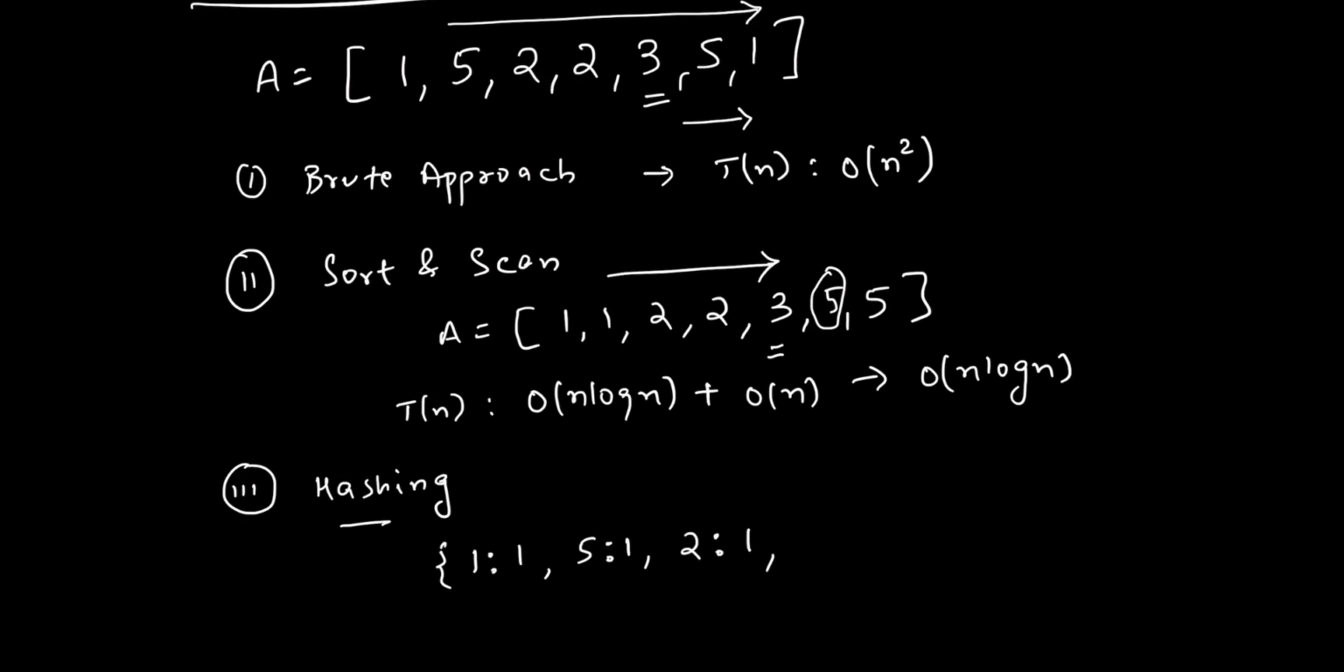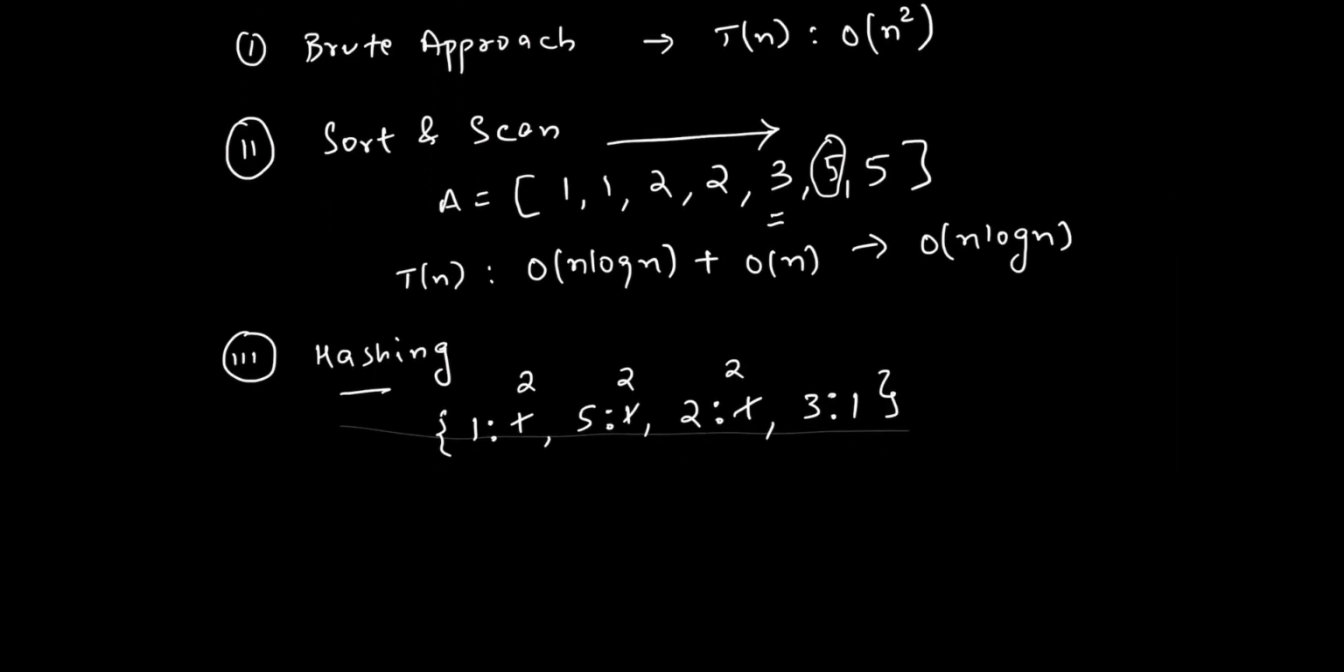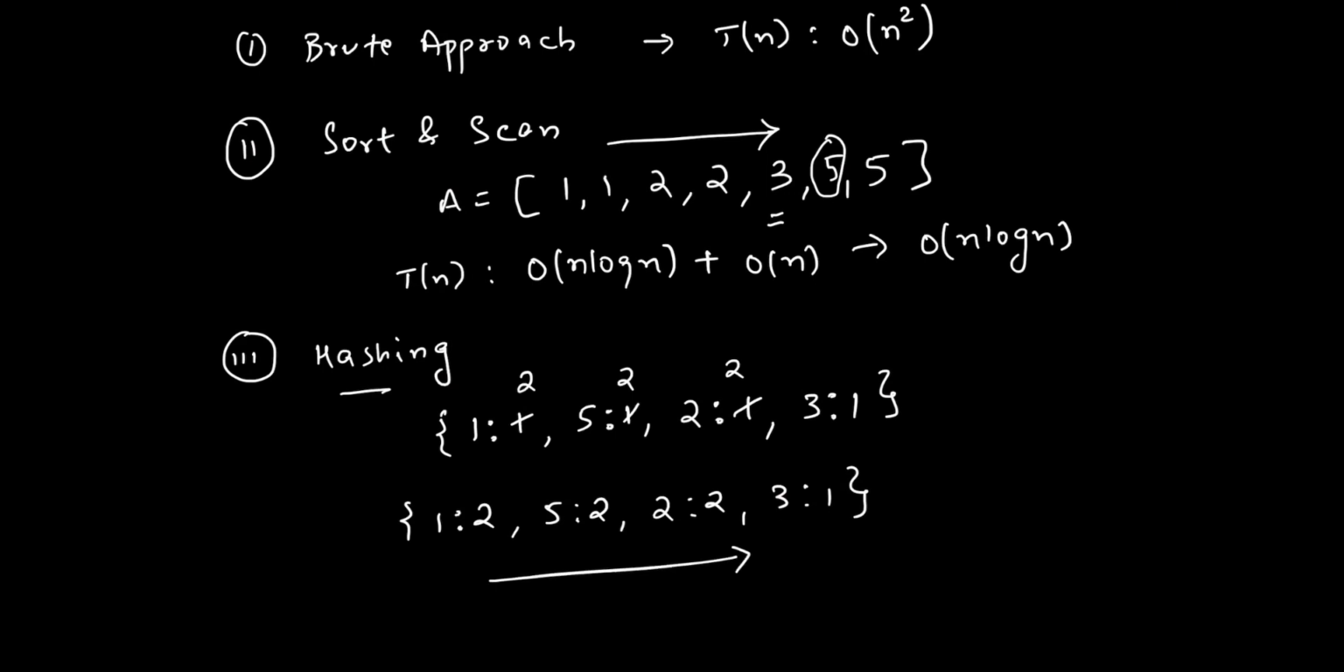Then we again encounter 2, right? So the count becomes 2. Then we encounter 3, so count is 1. Then we again encounter 5, so count becomes 2. And then we again encounter 1, so count becomes 2. So at the end of this operation, my map will look something like 1:2, 5:2, 2:2, and 3:1, right? Now we can scan this map and check the element which has count 1, which is 3 in this case. So 3 will be our answer.